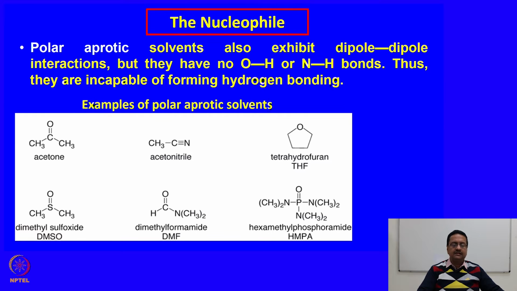Polar aprotic solvents also exhibit dipole-dipole interaction, but they do not have any OH or NH bonds. Thus, they are incapable of forming hydrogen bonds. Examples of polar aprotic solvents are acetone, acetonitrile, tetrahydrofuran, dimethyl sulfoxide, DMF, HMPA, etc.